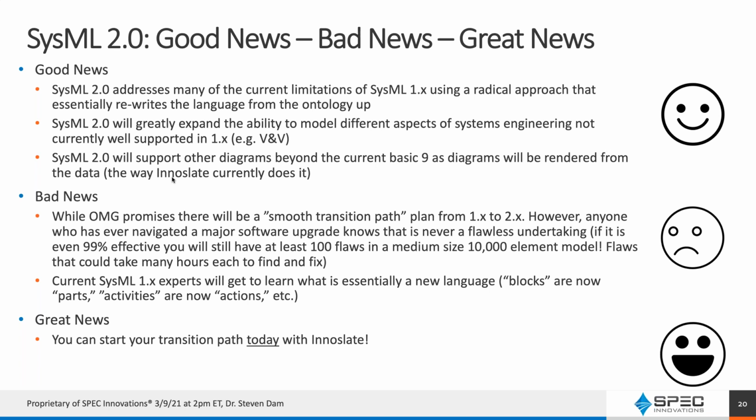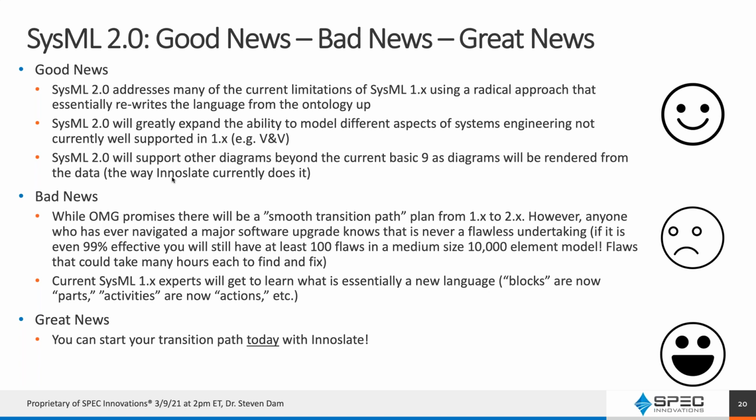That's a great idea. SysML 2.0 will greatly expand the ability to model different aspects of systems engineering not currently well supported. Yep. Again, V&V, if they're going to add in V&V, that's great. We've had V&V in Innoslate for, I don't know, 5-6 years now. We've had Test Center. And SysML 2.0 will support other diagrams beyond the current 9 and will be re-rendered from the data. Oh, the way Innoslate currently does it. Great idea. We've been doing that since day one. So that's great. Okay, so the bad news.